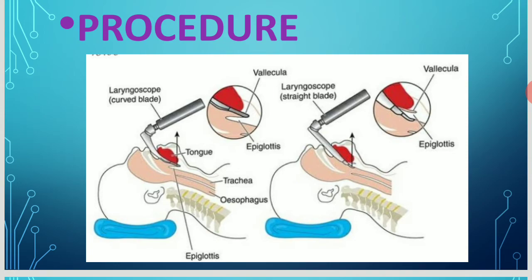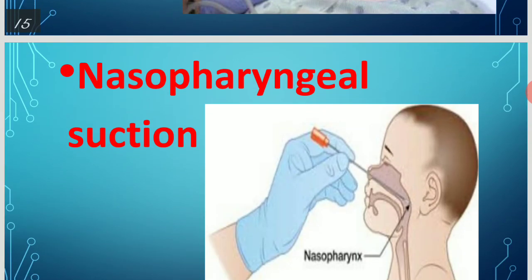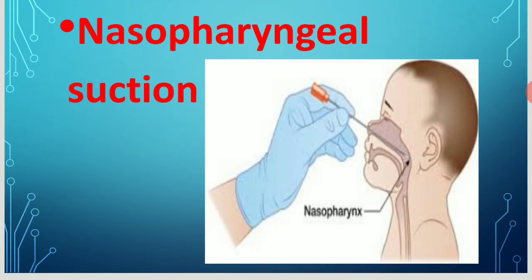Next, the second type is oropharyngeal suction. What is oropharyngeal suction? Oropharyngeal suctioning means removing secretion from the oral cavity and pharynx. Then next is nasopharyngeal suction, which means secretion is removed from the nose and larynx.